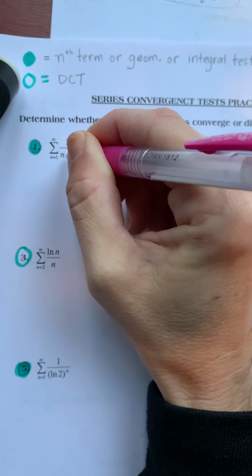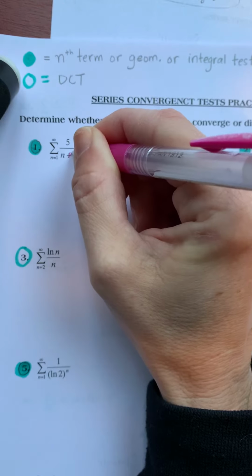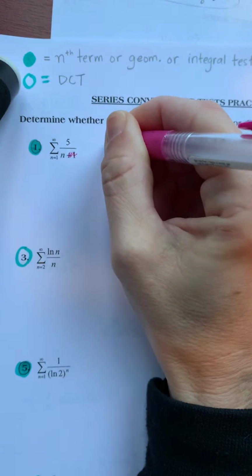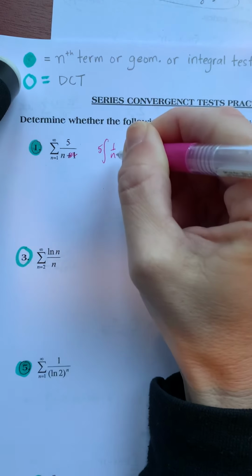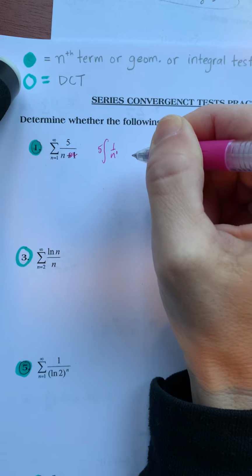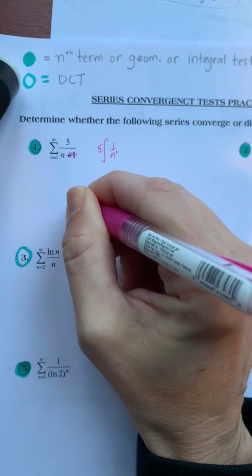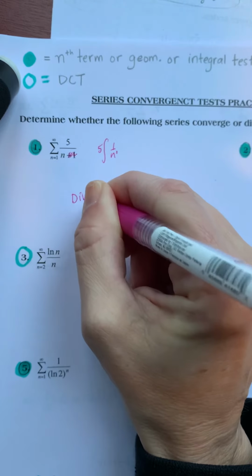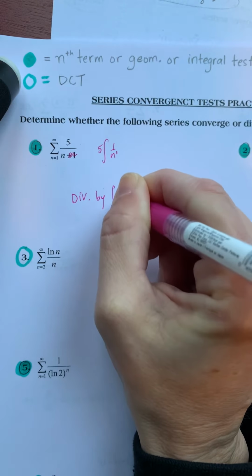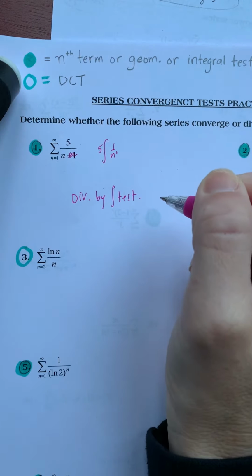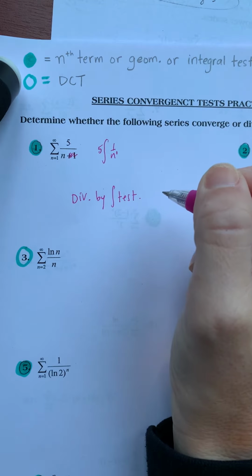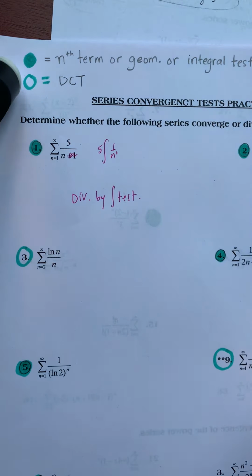And if I have an n on the bottom, I can disregard this. I could bring the 5 out, looking at this as 5 times 1 over n. Well, I know that diverges because the power of n is 1 or less. So therefore, this is going to diverge by the integral test. You want to be able to say which kind of test you're using so that you don't really have to give much of an explanation other than the test that you're using.